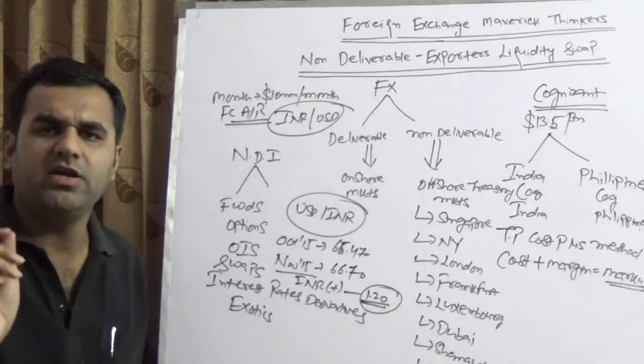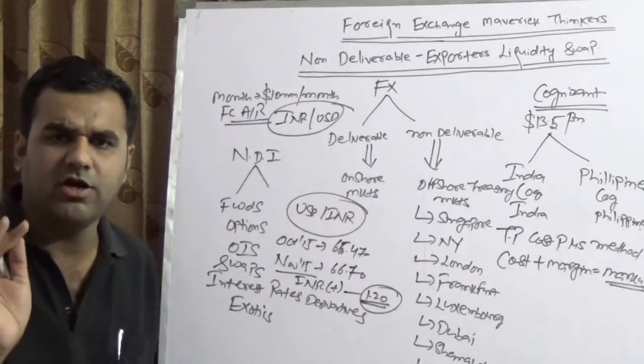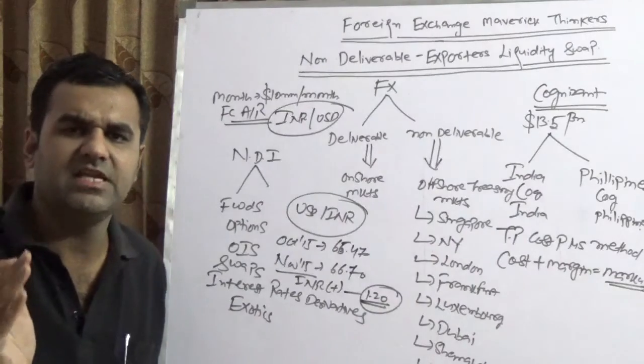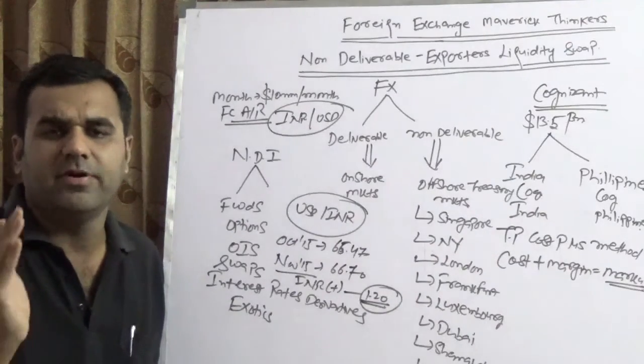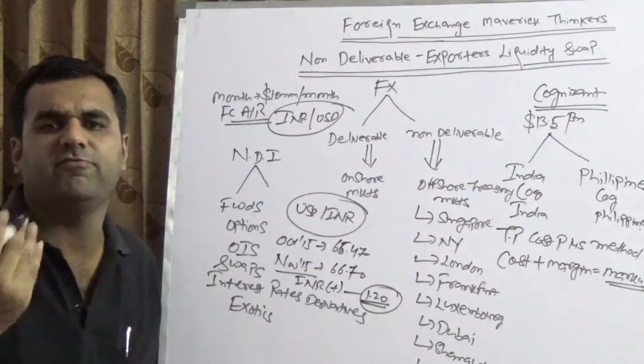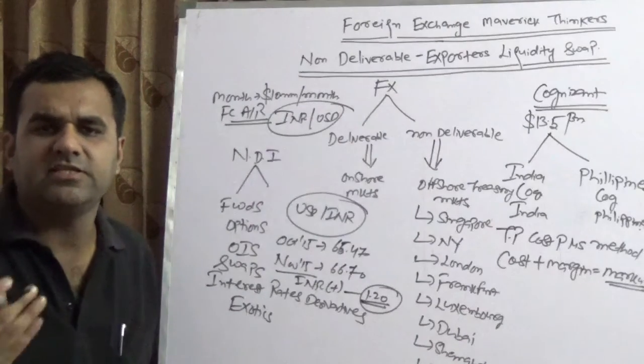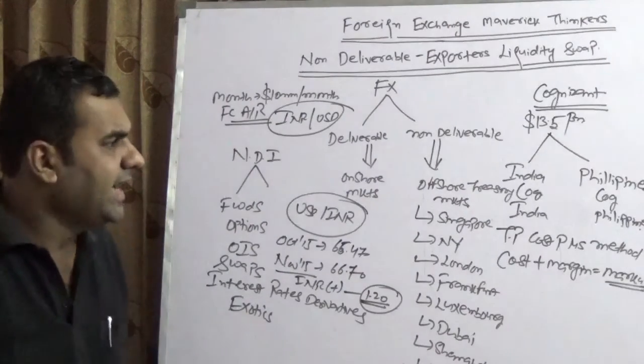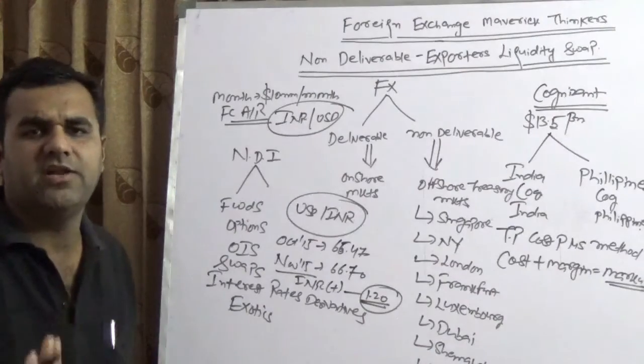Please note that non-deliverable forward is not a market. Non-deliverable forward is a concept. Basically the market is a non-deliverable market, but we always refer to it as a non-deliverable forward. It's a misnomer in India. It is basically a non-deliverable market. Assuming Cognizant is dealing with a non-deliverable concept.